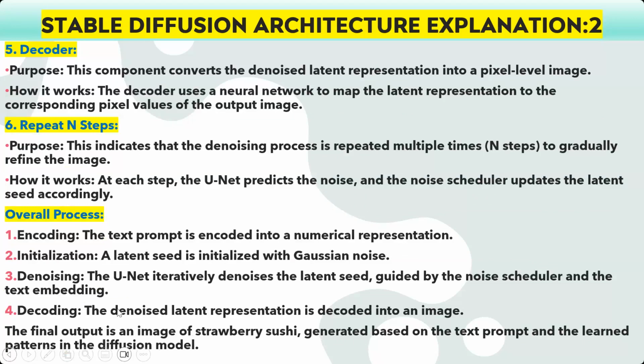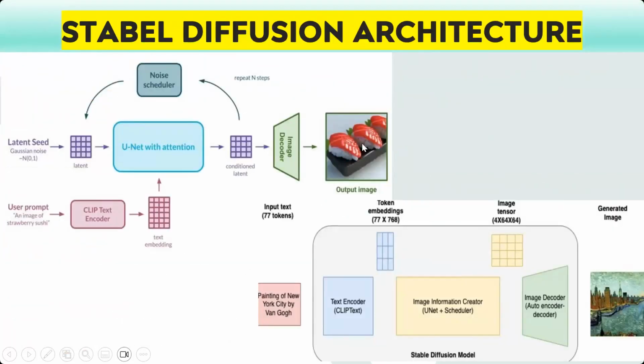Understand? So what are the overall steps? Input the text prompt and encode it into numbers, initialize the image with Gaussian noise, then denoise using the UNet deep learning framework. We denoise the noise using the text embedding, and then based on the input text, it starts generating the image using decoding. This is a very simple way to see it. So the final output, a strawberry image, is created like this. The technical terms are: CLIP architecture, UNet with attention, latent seed, encode, decode.